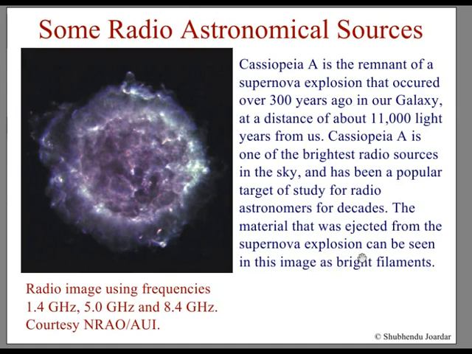Now this is for entertainment. Some radio astronomical sources: Cassiopeia A. This is one of the sources that we use for deflection tests and all. I think you people may be doing it. So this is actually a supernova remnant. About 300 years back, this supernova took place, and it is a very wide angular source.